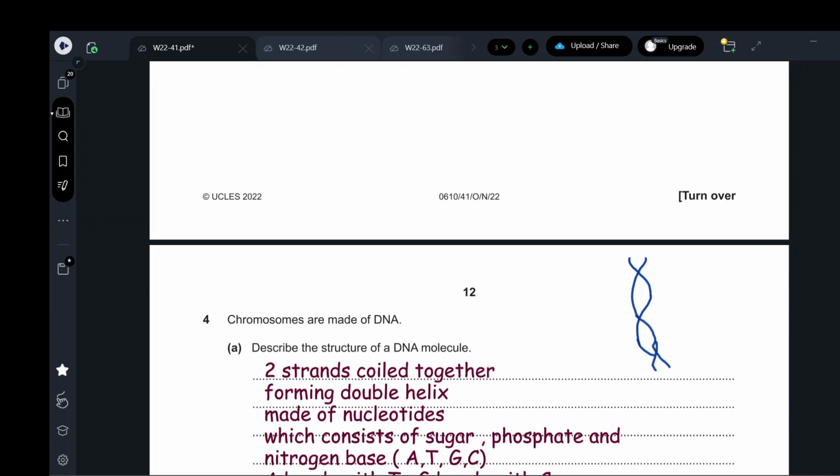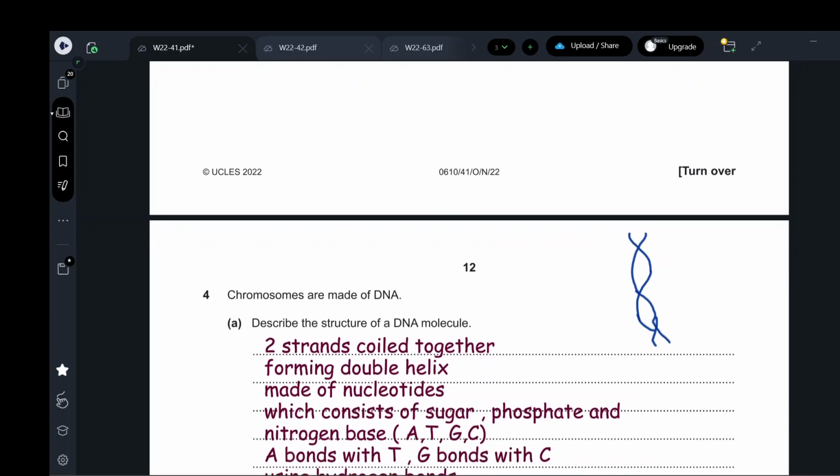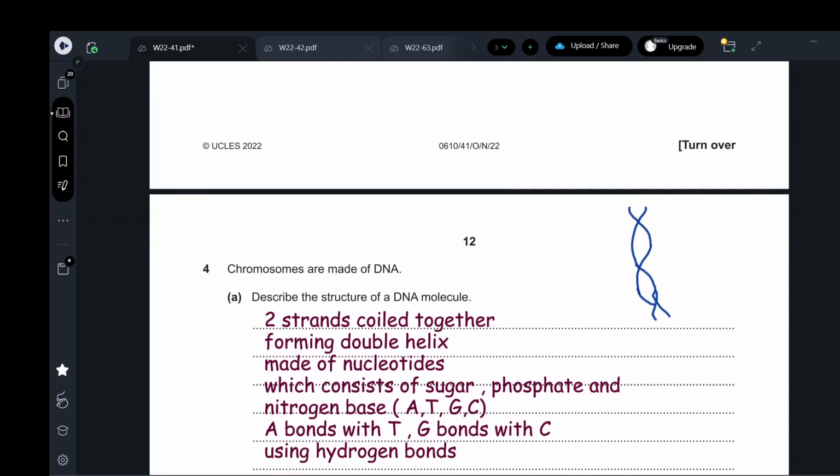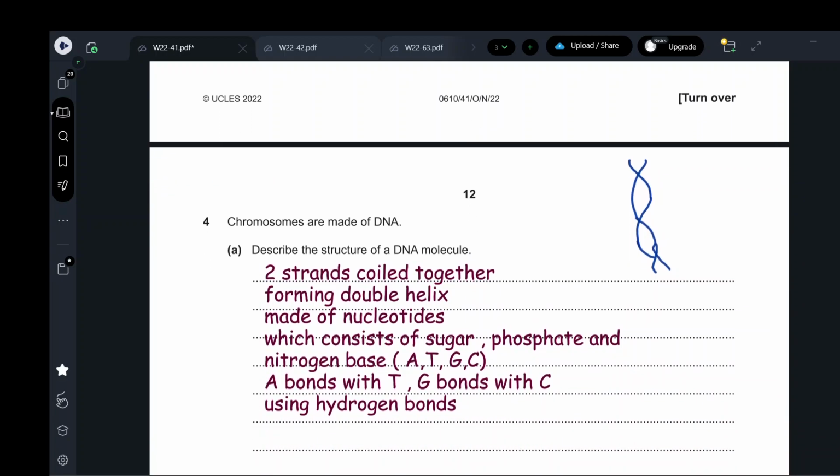And then I tell him how they pair. A pairs with T, G pairs with C using hydrogen bonds. This is the structure of the DNA we have in chapter 4.